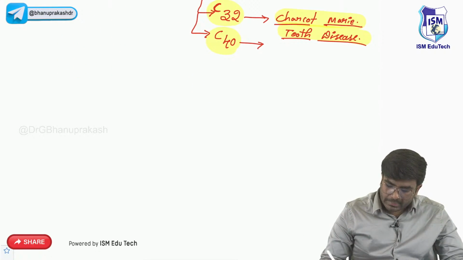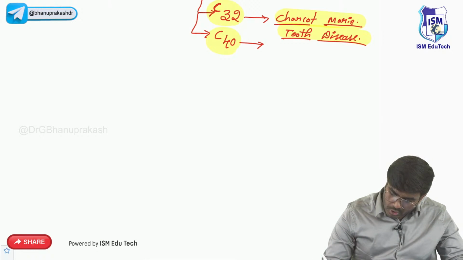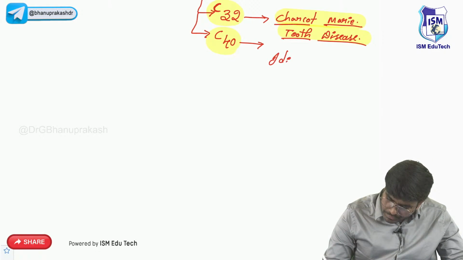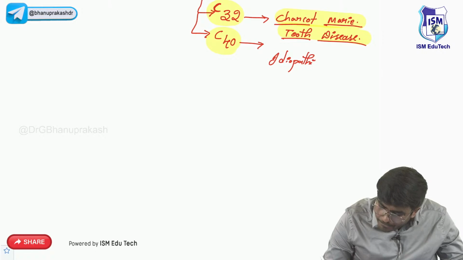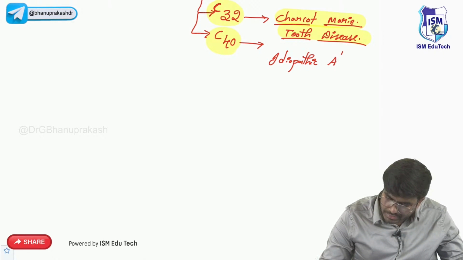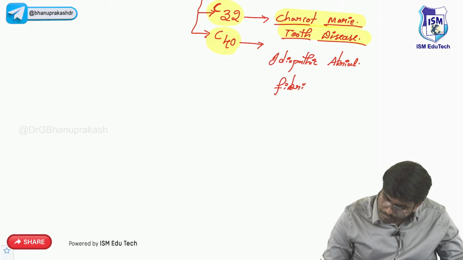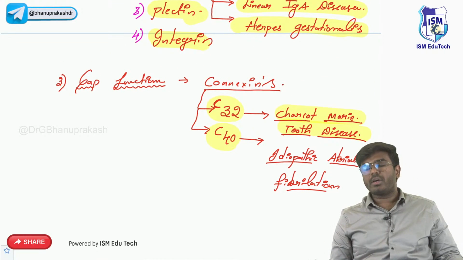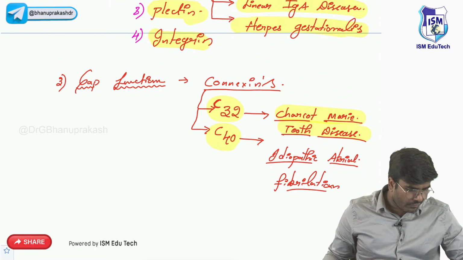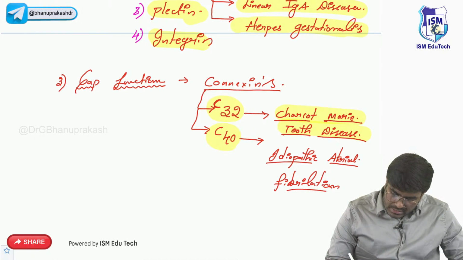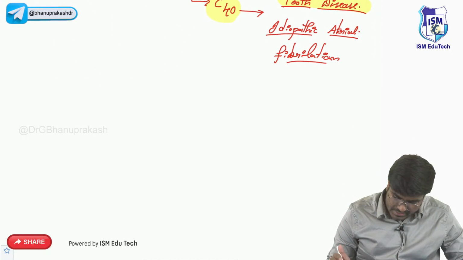Now, connexin 40 defect will cause idiopathic atrial fibrillation. Okay, idiopathic atrial fibrillation. So, idiopathic atrial fibrillation is due to defect in connexin 40. Okay, now after this, the last junctional complex which we are discussing is tight junction.